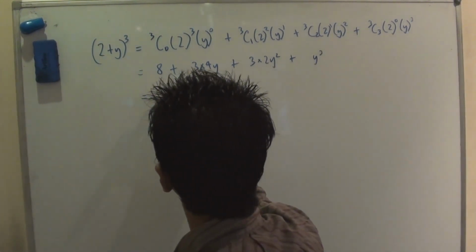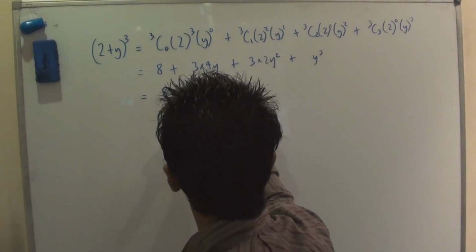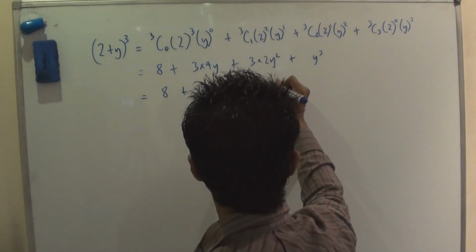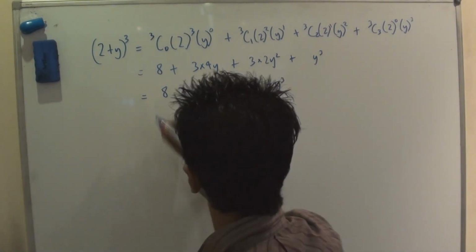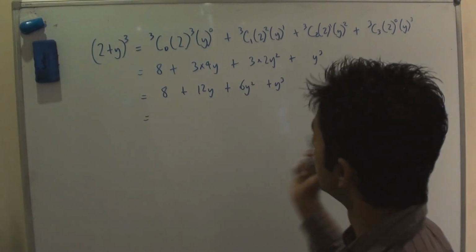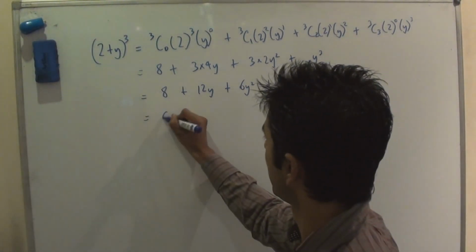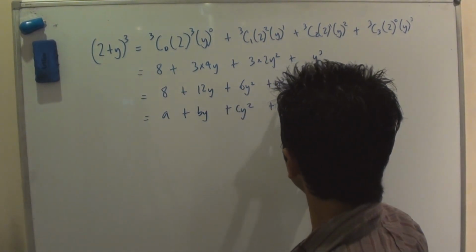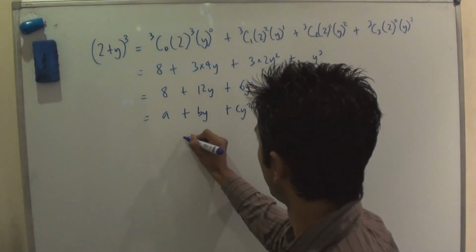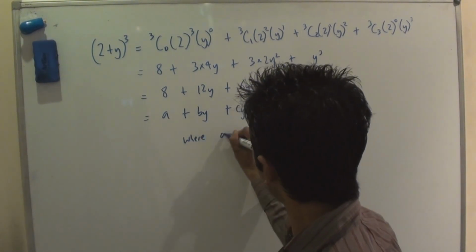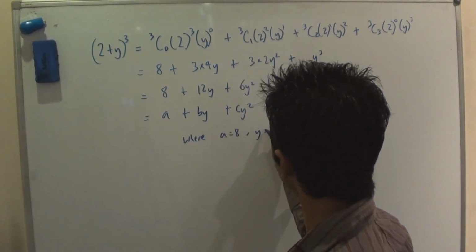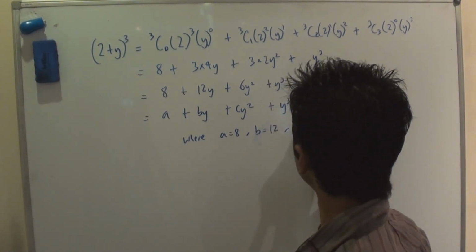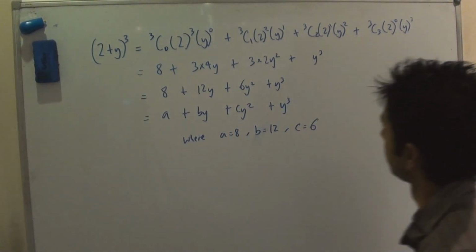Let's tidy this up even more. 8 plus 12y plus 6y squared plus y cubed. So this is written in the form that we wanted. So we have a plus by plus cy squared plus y cubed, where a equals 8, b equals 12, and c equals 6.